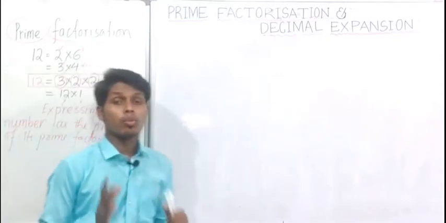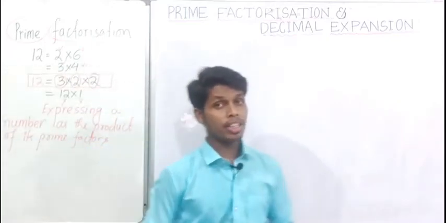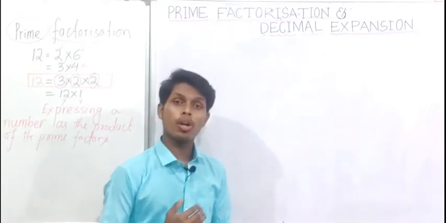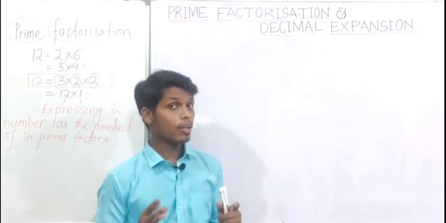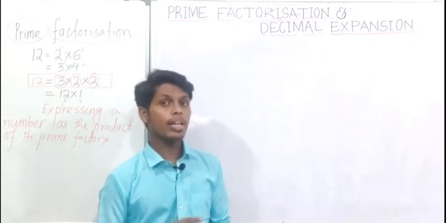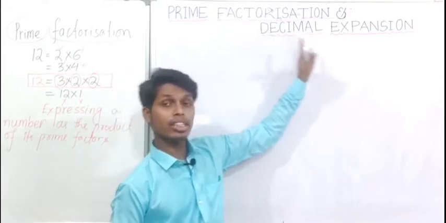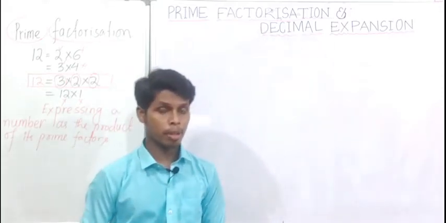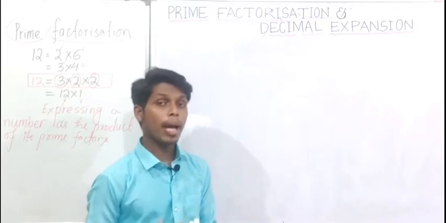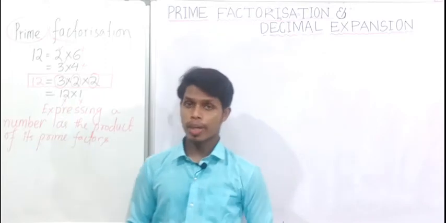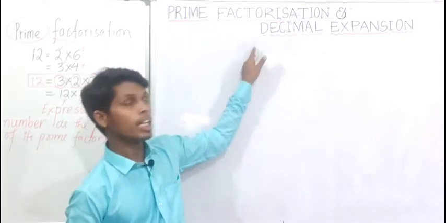One of the most important uses of prime factorization is finding out the HCF and LCM of two or more positive integers, and we are going to discuss that in the next session. Today we will see how prime factorization can be used to find out the decimal expansion of a rational number. Meaning how to identify whether a rational number has a terminating or non-terminating decimal expansion, that we will see later in this video.